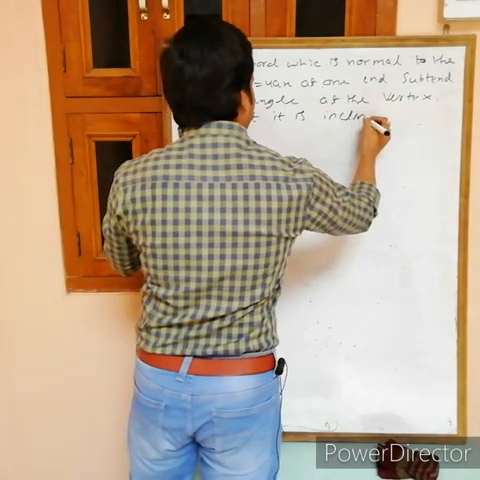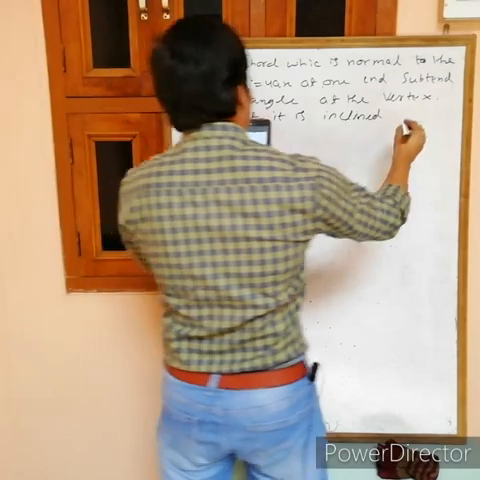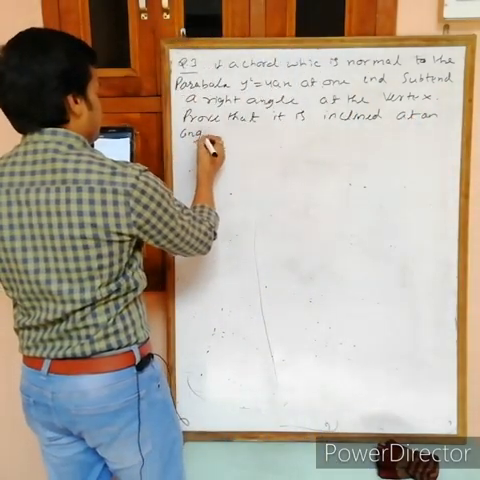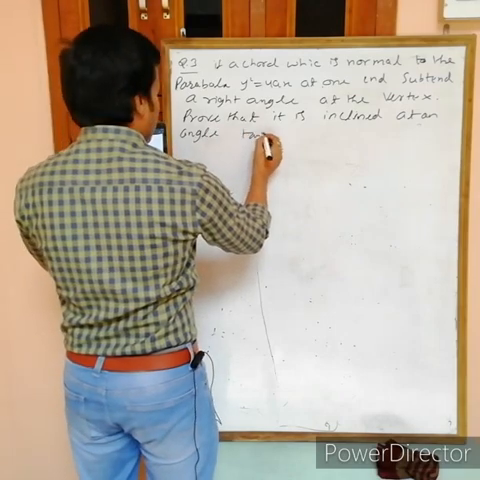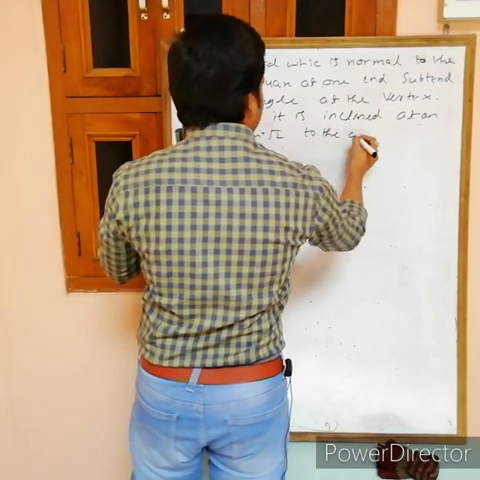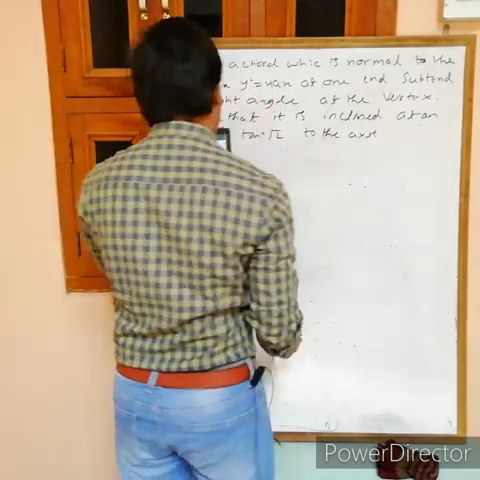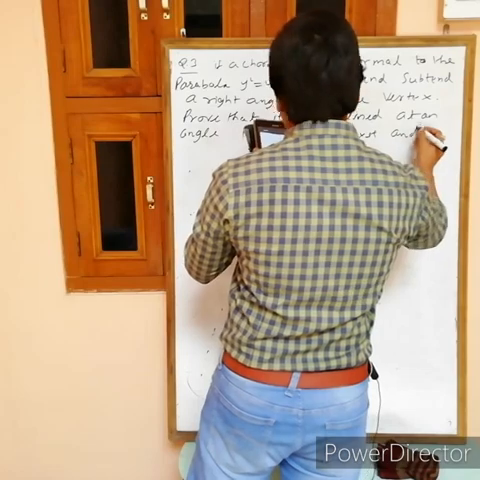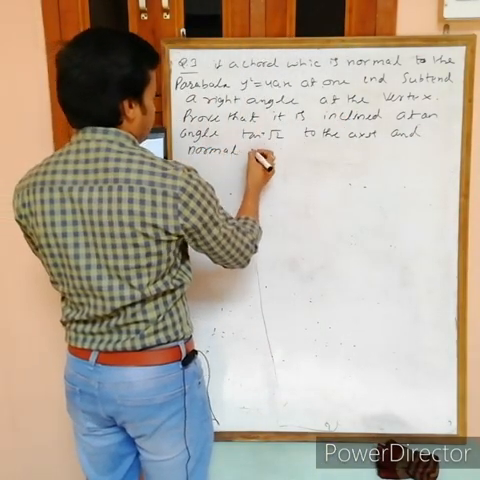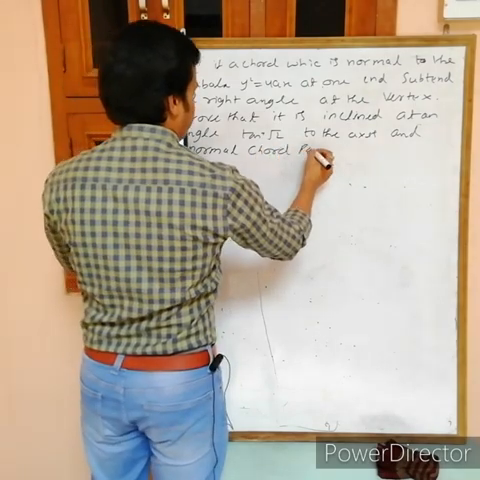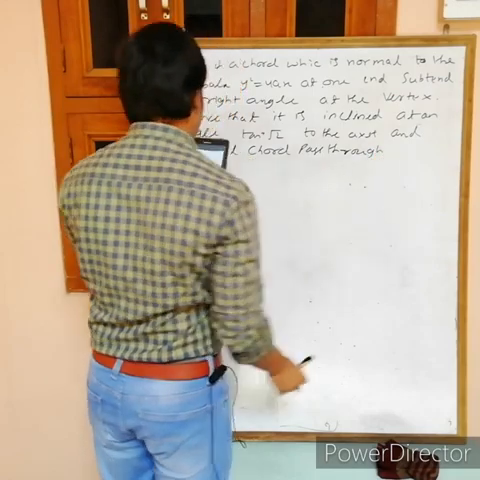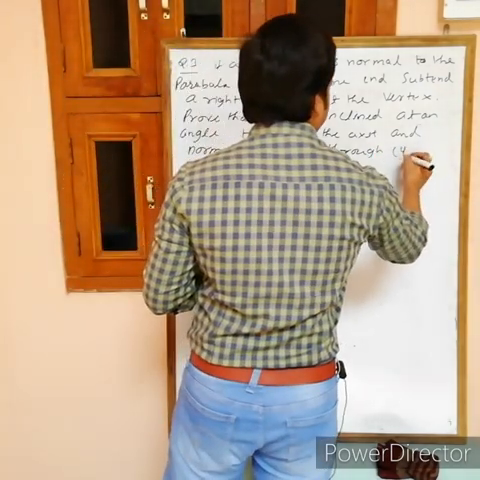prove that it is inclined at an angle tan inverse root 2 to the axis and the normal chord passes through 4a comma 0.